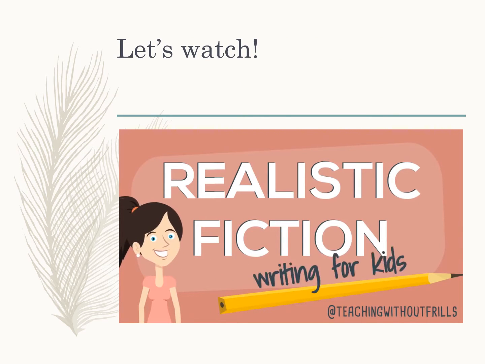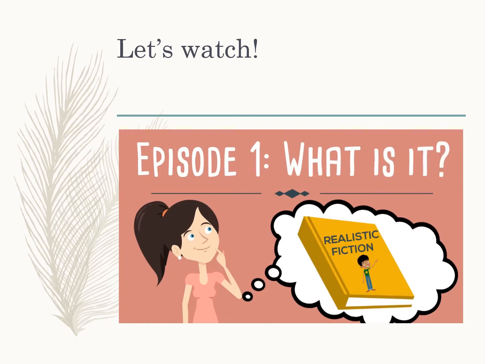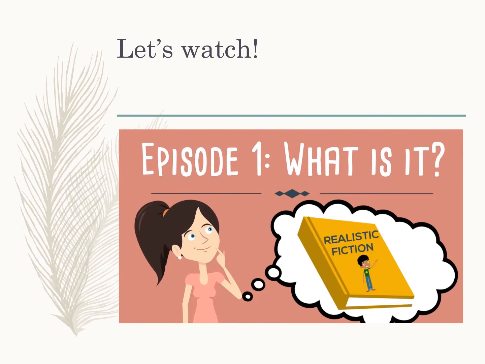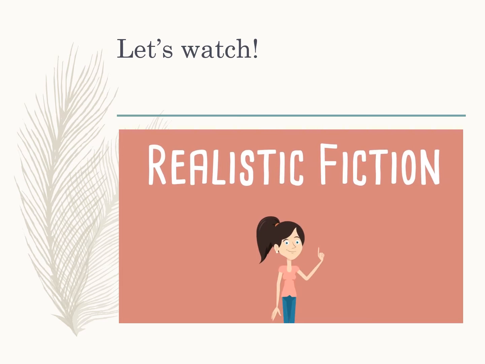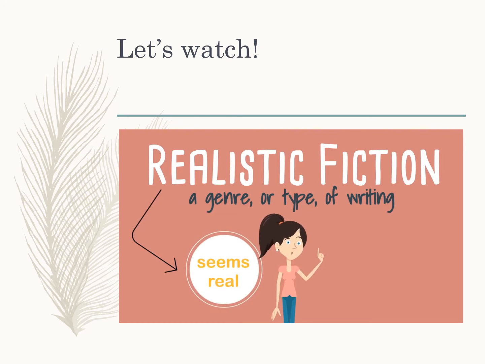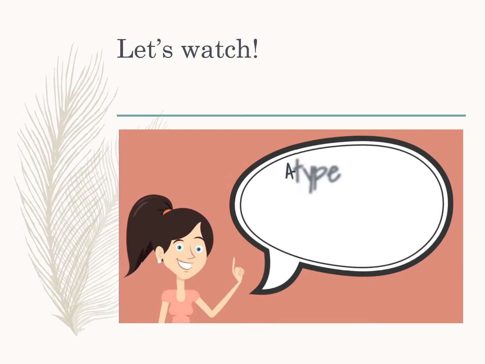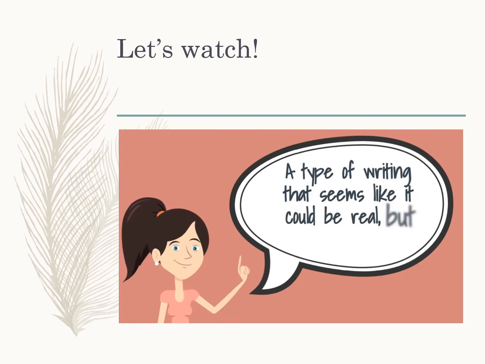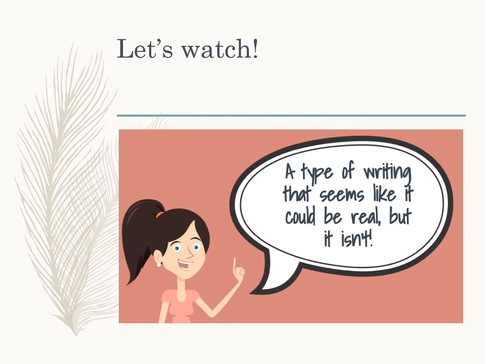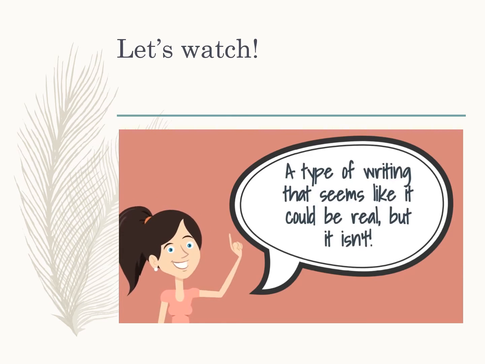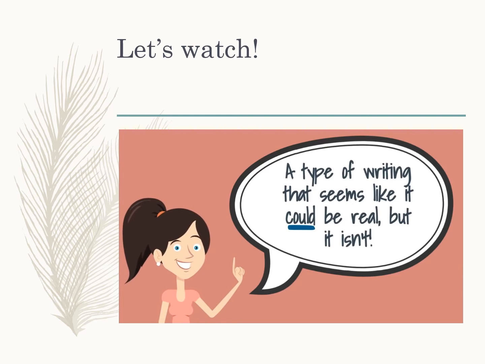Realistic Fiction Writing for Kids. Episode 1. What is it? Realistic fiction is a genre or type of writing. Realistic means that something seems real. Fiction means stories that are not real. So realistic fiction is a type of writing that seems like it could be real, but it isn't. The things that happen in the story could really happen though.